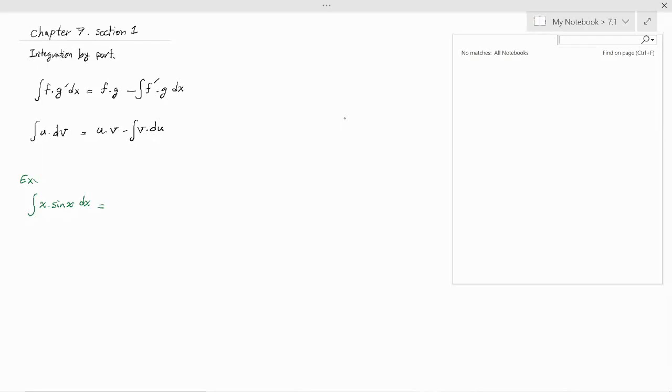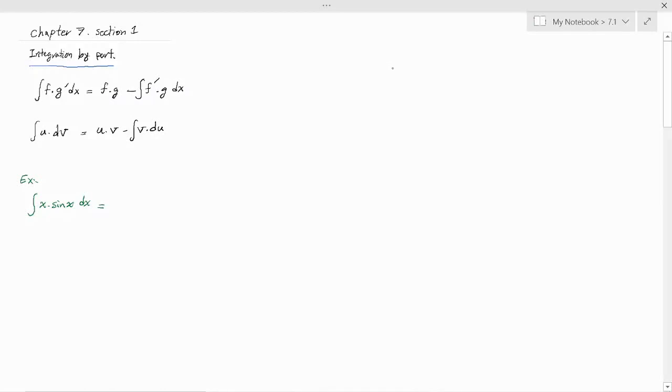First section is integration by parts. Sometimes we cannot solve certain integrals through substitution or simple integration, though there is another method or technique to solve that specific integration. And that is what we call integration by parts. The idea starts from the product rule.